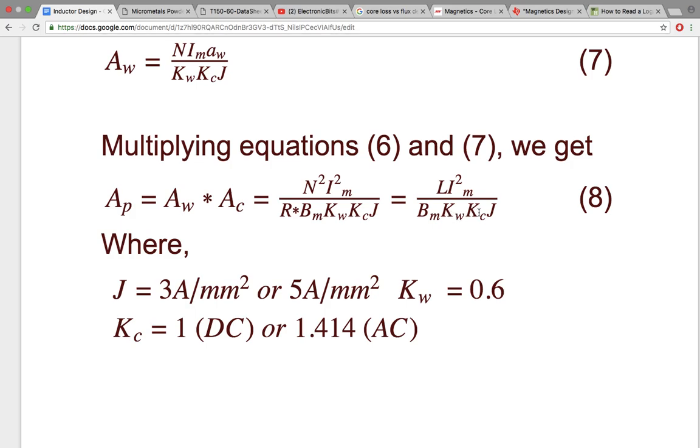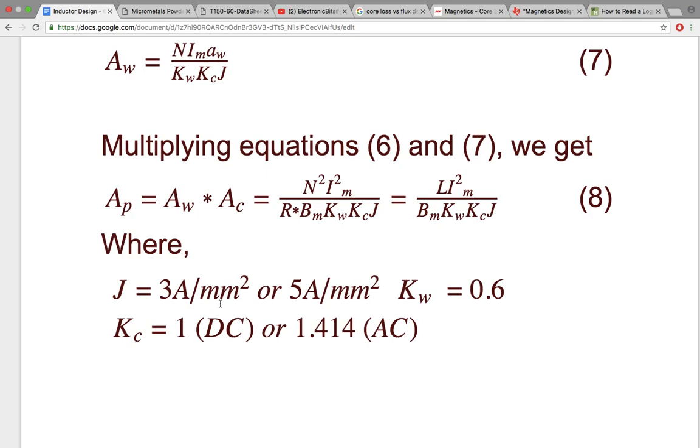Kc we will know as well; for DC you can choose 1. If you want to do some calculations, you can still find the ratio of maximum by RMS, but choosing one will definitely not alter our calculation by much, because DC, RMS and Imax are a bit closer.